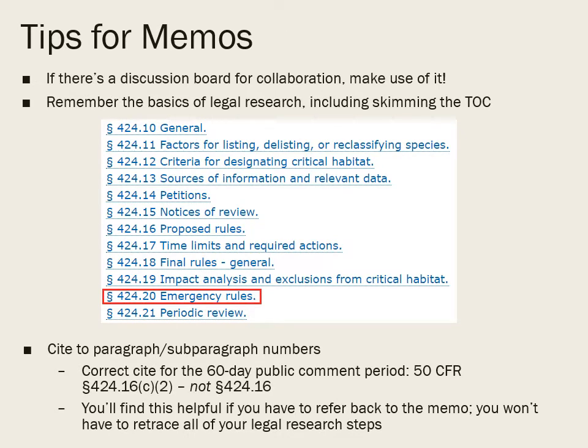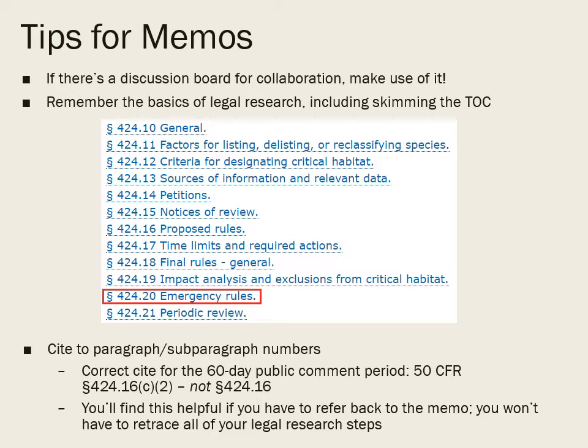So just in general, some tips for your memos, because you're going to have to write another one in class and then your policy analysis memo at the end of the semester. If there is a discussion board for collaboration, you should use it. Talk to your classmates about the assignment and kick around potential answers or ask me questions.